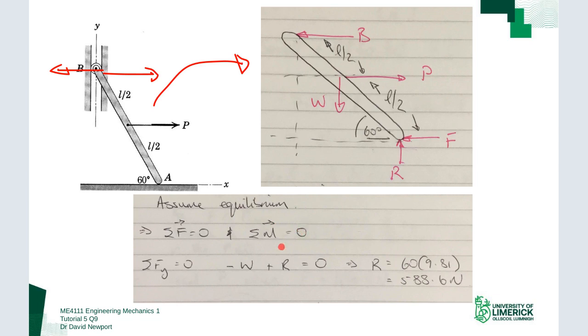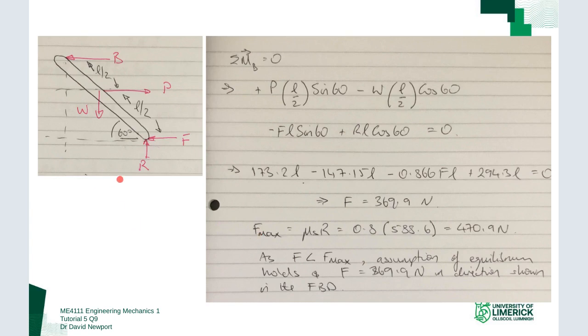Now the sum of the forces equals 0 and sum of the moments equals 0. So looking in the Y direction, I sum the forces in Y equal to 0. So I have minus W plus R equals 0. And straight out, that gives me the reaction force. R is 588.6 newtons.